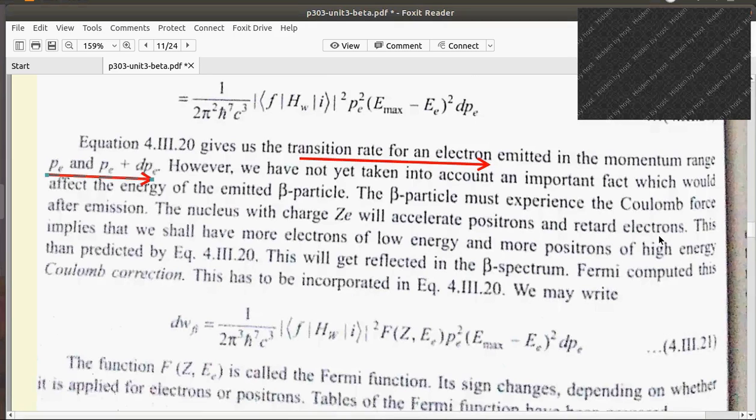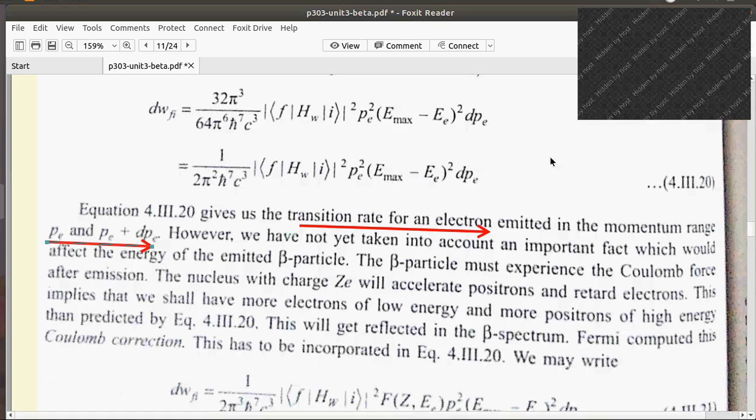This implies that we shall have more electrons of low energy and more positrons of high energy than those predicted by this equation. What I'm trying to tell you is that the transition probability and the electrons being emitted, as predicted by this equation, will be less than predicted if they are electrons, and if they are positrons, then they will be more than predicted by this equation. Why? Because of the Coulomb interaction.